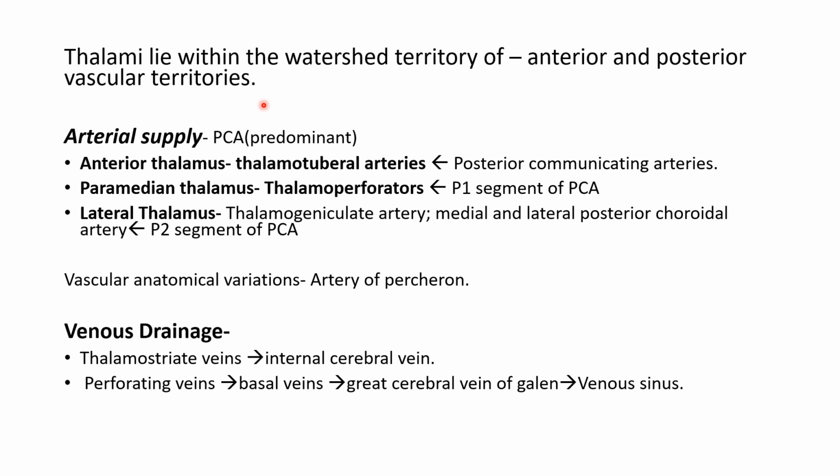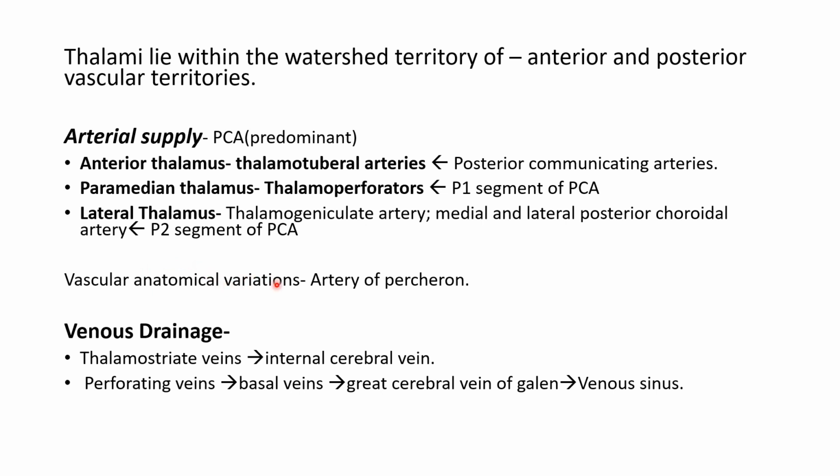Thalami lie within the watershed territory in the anterior and posterior vascular territory. Arterial supply comes predominantly from posterior cerebral artery. Anterior thalamus is supplied by thalamotuberal arteries, which is a branch of posterior communicating artery. So there is also some circulation coming from anterior circulation. Paramedian thalamus is supplied by thalamoperforating arteries, which is a branch of P1 segment of posterior cerebral artery. And lateral thalamus is supplied by thalamogeniculate artery, medial and lateral posterior choroidal artery, which is a branch of P2 segment of posterior cerebral artery.